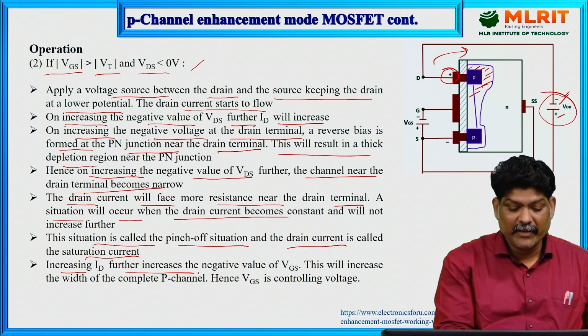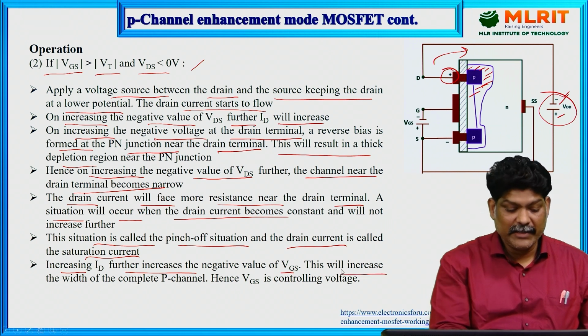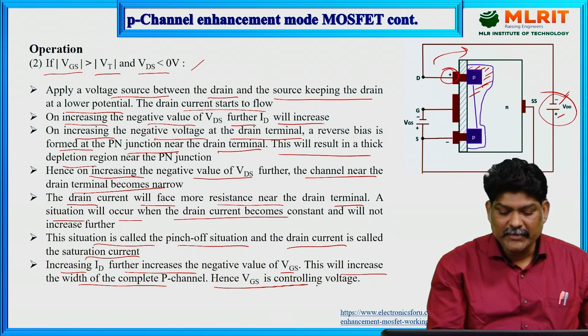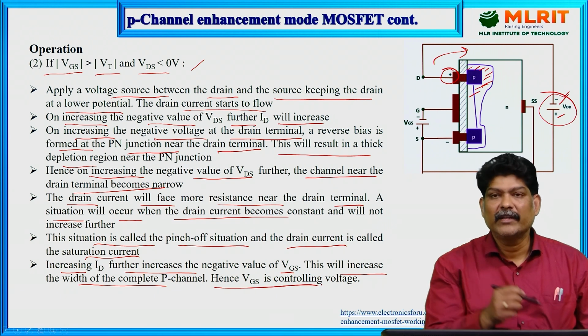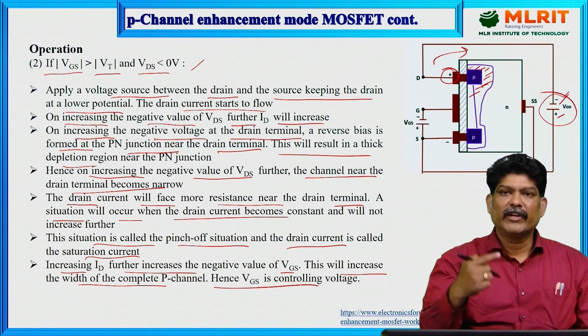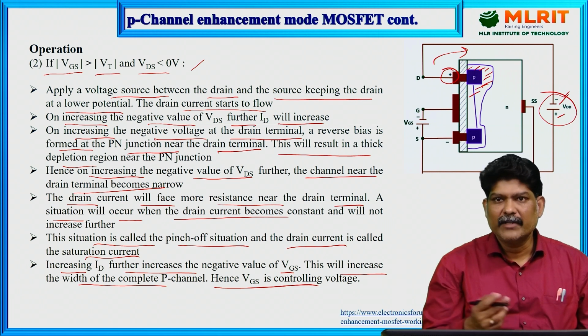Increasing ID further increases the negative value of VGS. This will increase the width of the complete P channel. So hence VGS is the controlling voltage. By changing the controlling gate to source voltage, we are able to control the output current ID. Hence it is called a voltage control device.